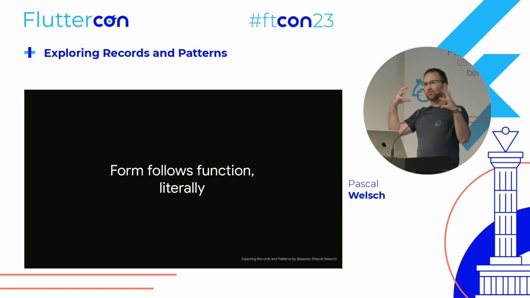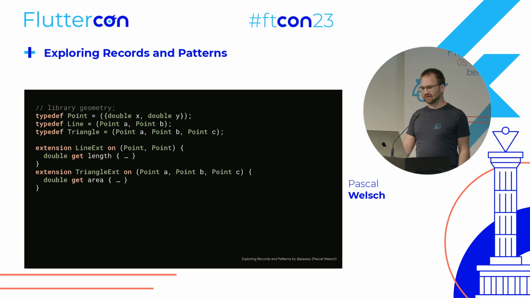Let's talk about the form of a record, or the type. Because form is important. That's everything a record is. It is a form of values or types. So I created this small library here where I have points with an x and y value. Those are named. And if I combine 2 points, I have a line. And if I combine 3 points, I have a triangle, of course.